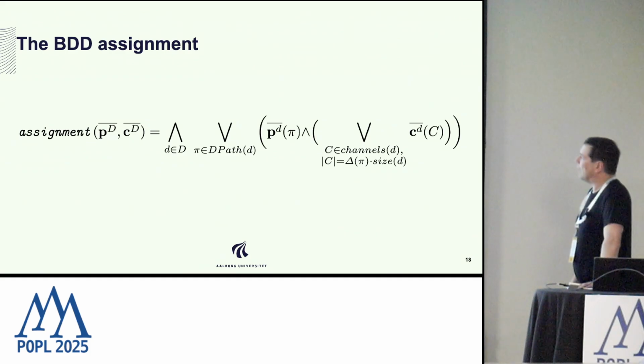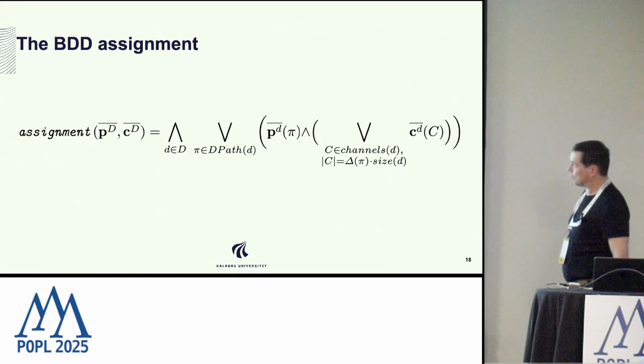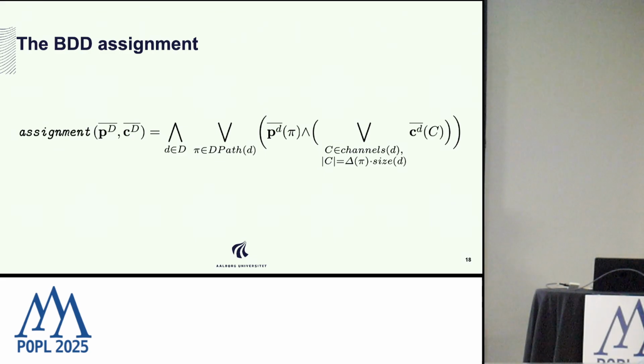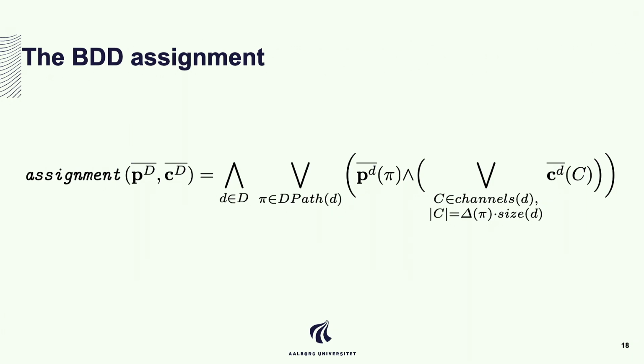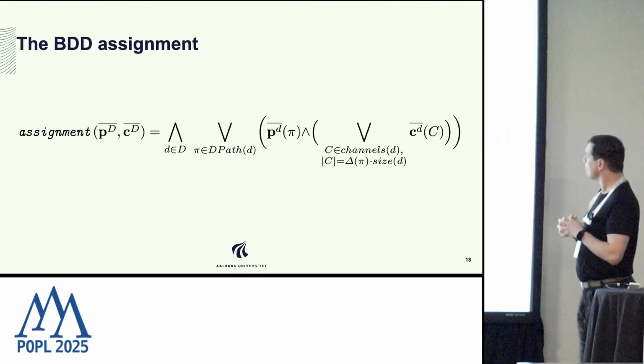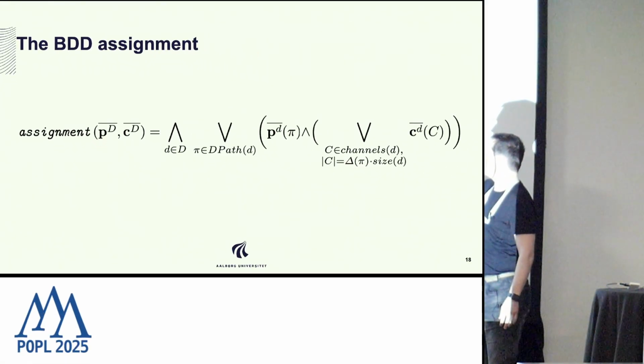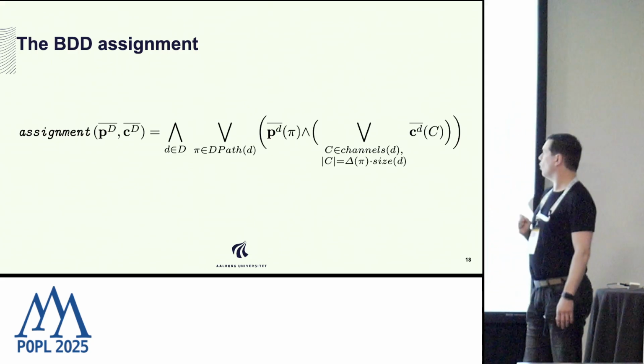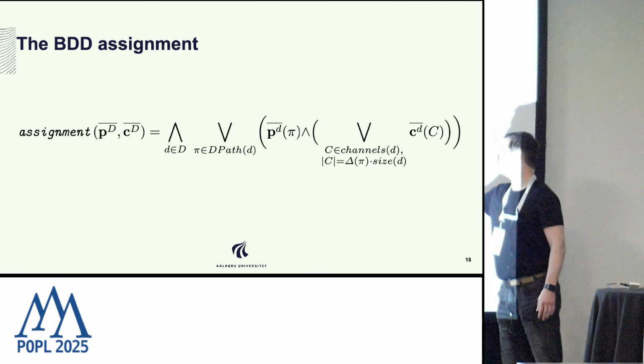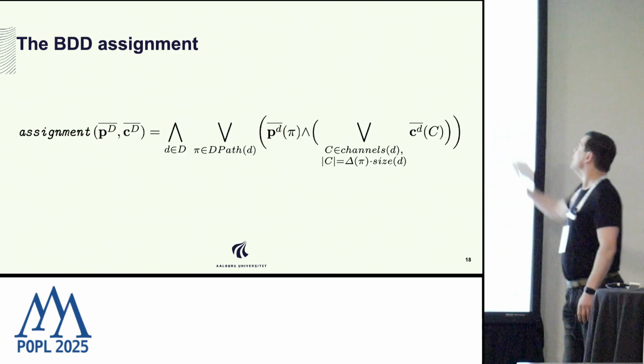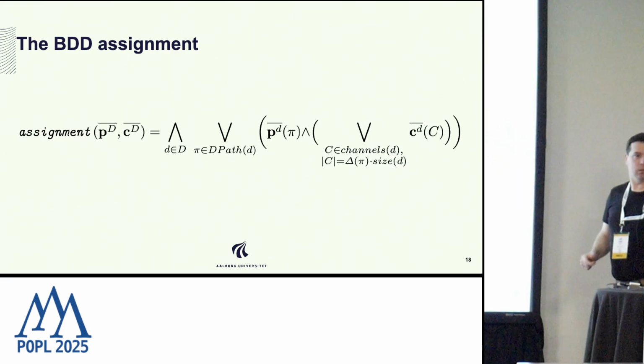So first we can define a BDD which is defining the assignment. For every demand D, I have a disjunction over all paths that are available to take, and then that path is encoded in the variables of that demand. There is some fixed encoding scheme that I assume is defined implicitly. Then there is an OR over all channels that can be on that demand and that have the proper size, that means the modulation times the size of the demand, and they have to be encoded in the BDD.